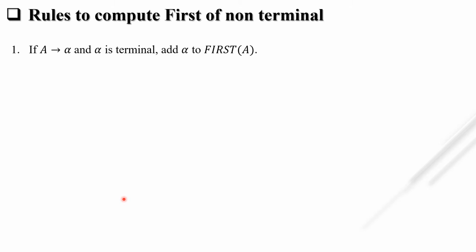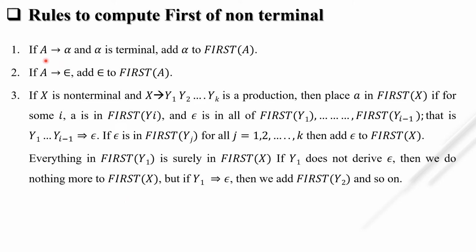So there are some rules to compute the first of a non-terminal. If A tends to alpha and alpha is a terminal, then alpha is in the first of capital A. If A tends to null, then we have to add null to the first of capital A. Now this third rule is interesting. If capital X is a non-terminal with the production Y1, Y2, up to Yk, then place small a in the first of capital X if for some i, a is in the first of Yi.